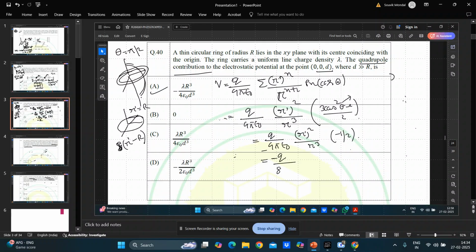So minus q by 8 pi epsilon naught, and your r is already d, so it is dq into r square. Now what is your q? Q is not a constant here, right? Q is the integration of this total thing. It is simply lambda into 2 pi r, nothing else. So if you substitute this, it will be lambda into r cube. 2 pi will make it 2 pi, and 8 pi will make it 4. So 4 epsilon d cube. Okay, so this will be your answer.